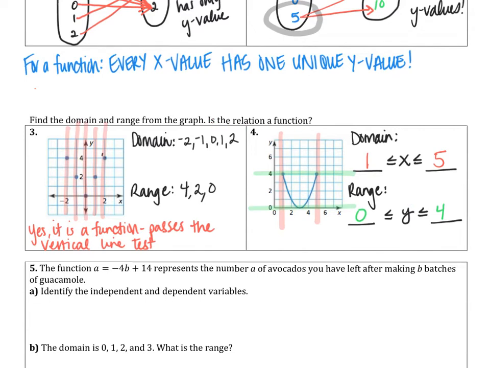Is the relation a function? If I were to hold my pencil up and drag it across vertically, would it hit the graph at 2 points at any time? And the answer is no. Therefore, yes, it is a function. It passes the vertical line test.